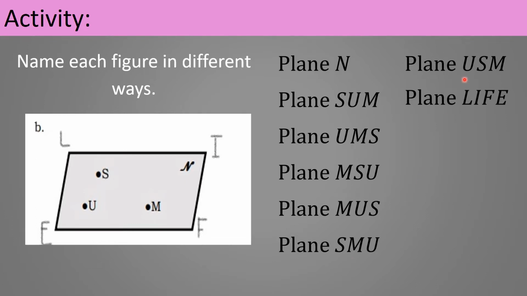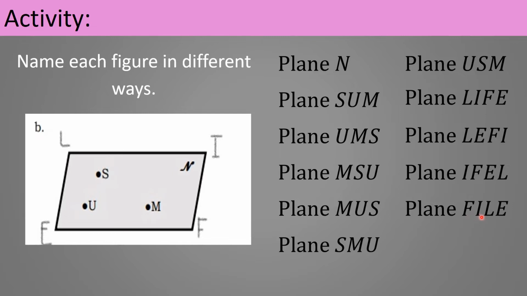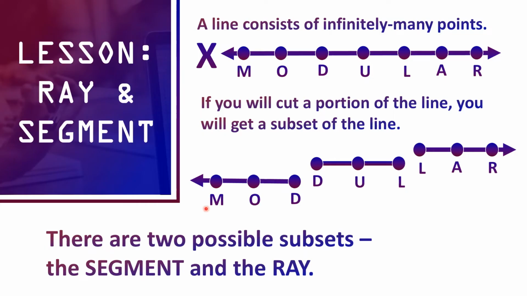Then we can name it through its vertices. So we can name it as plane LIFE, plane LEFI, plane IFEL, plane FILE, or plane FELI. But we cannot name it as plane LIEF. So we must name it consecutively, clockwise or counterclockwise. Now let us have this lesson, ray and segment.